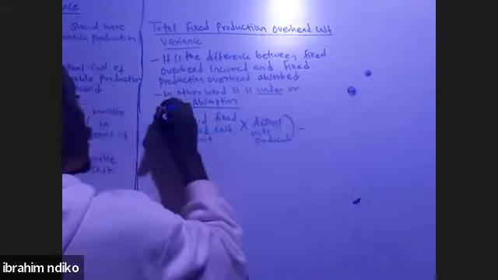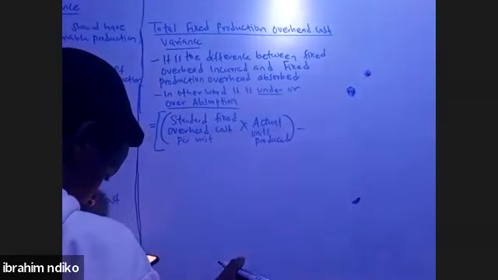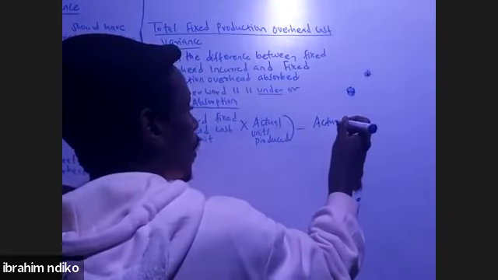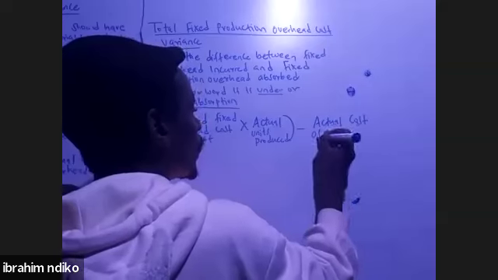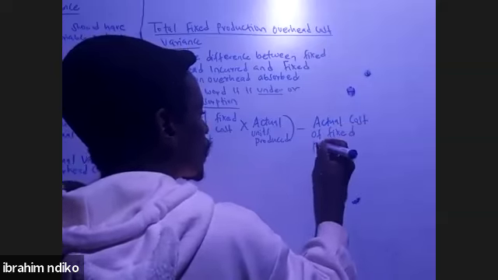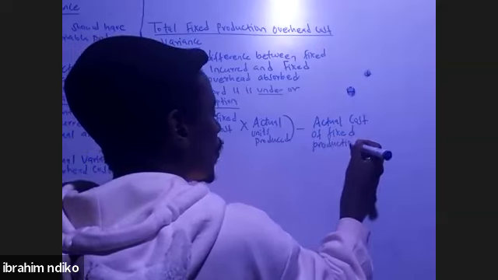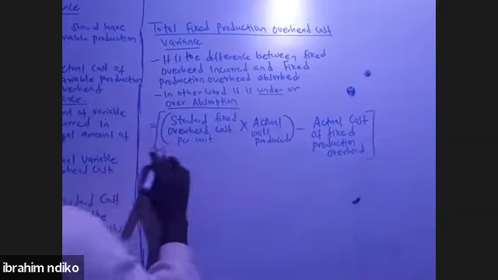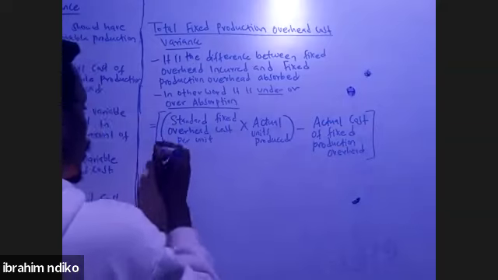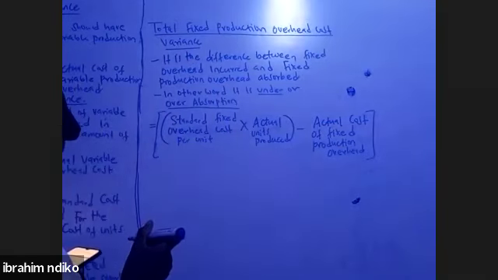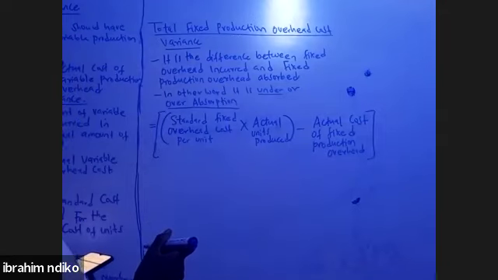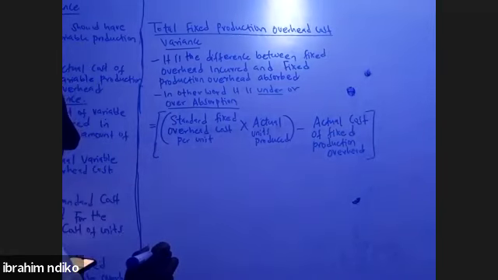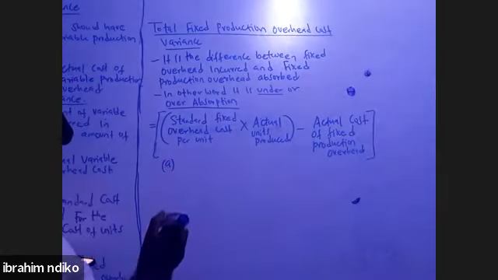then you subtract the actual cost of the fixed production overhead. That is all. So standard fixed overhead cost per unit, multiplied with actual units produced, minus the actual cost of the fixed production overhead. That is the first one.